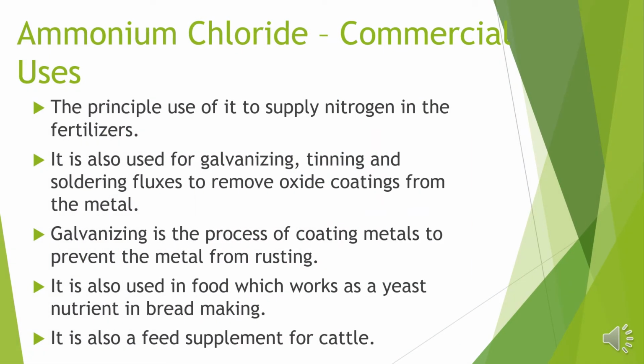Ammonium chloride's commercial uses. The principal use is to supply nitrogen in fertilizers. It is also used for galvanizing, tinning, and soldering fluxes to remove oxide coating from the metal. Galvanizing is the process of coating metals to prevent the metal from rusting. It is used in food, where it works as a yeast nutrient in bread making, and also as a feed supplement for cattle.